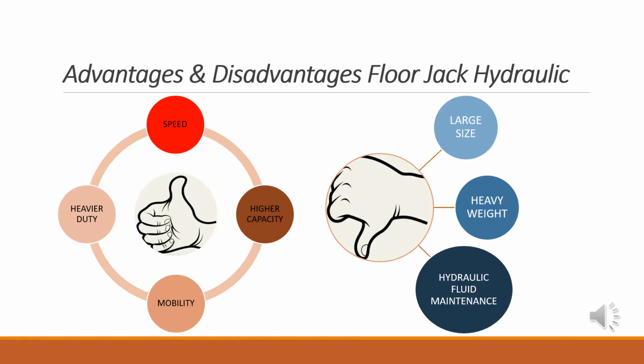So next we go to the advantages and disadvantages of a floor jack hydraulic. So we go to the first, advantages, at the thumbs up logo. There are four advantages of the hydraulic floor jack. The first is speed. A hydraulic jack can attain the same height that a scissors jack can in a matter of a second.